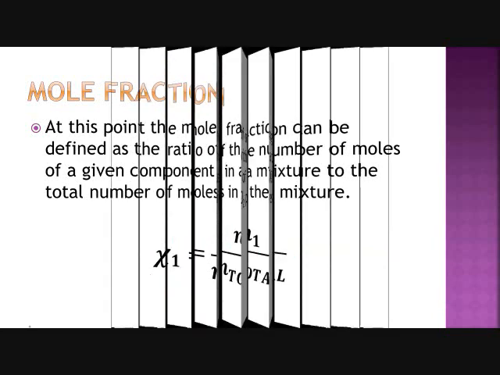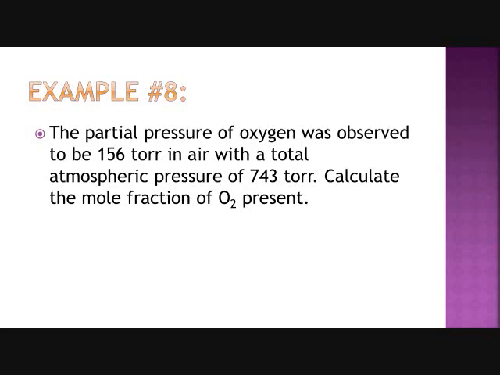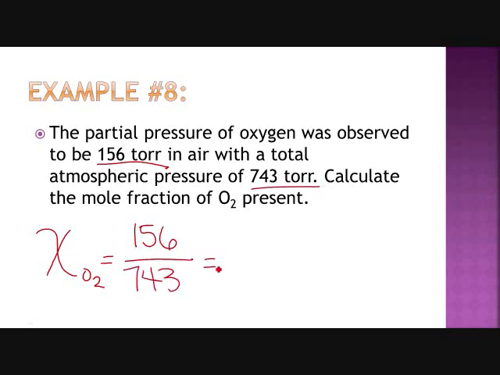Okay? So for this problem, we have a partial pressure of oxygen observed to be 156 torr in air with a total pressure in the atmosphere of 743 torr. And we want to calculate the mole fraction of oxygen present. It doesn't matter that these are torr because they're both torr, so the units are going to cancel out regardless. So to find the mole fraction of oxygen, we would take the pressure of oxygen, which is 156, over the total, 743, and we would just divide those, and that would be the answer.